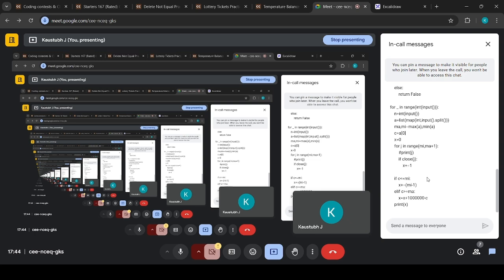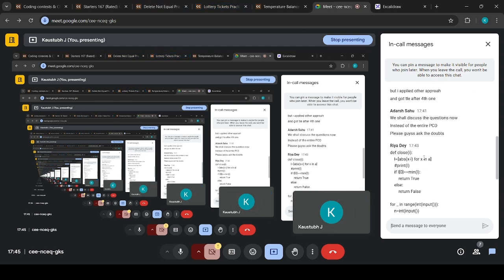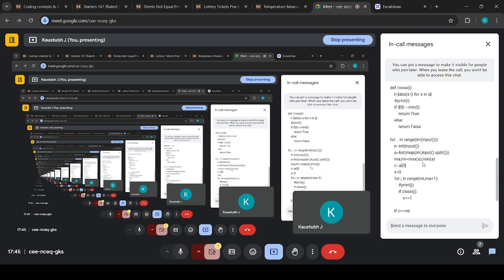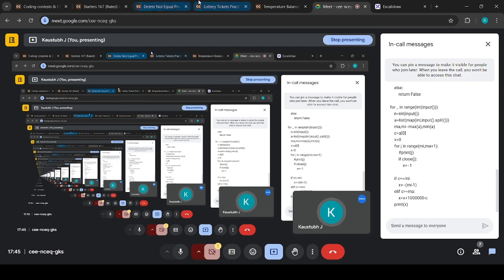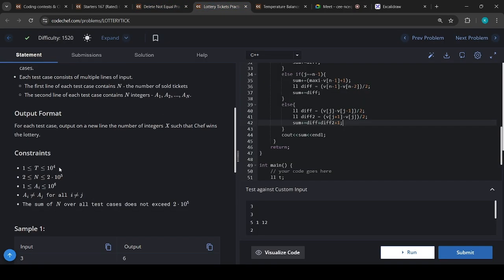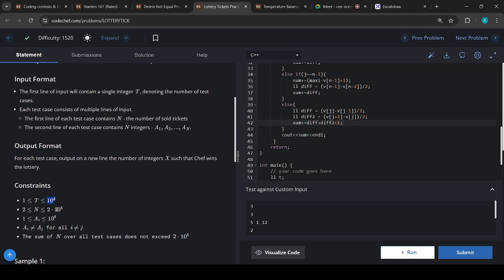It was a complicated one, but it passed some cases, but now I'm realizing that there is a better approach also. So we are having numbers up to 10 raised to 6. Yeah, and time complexity also went to 10 raised to 6. Yes, because there is also a constant. So you will get TLE if there are numbers in the range 2 into 10 raised to 5.